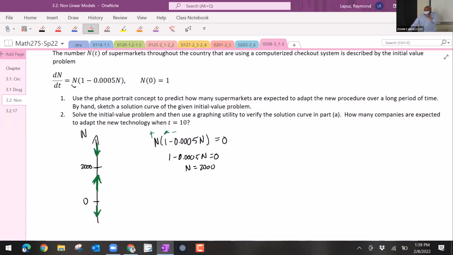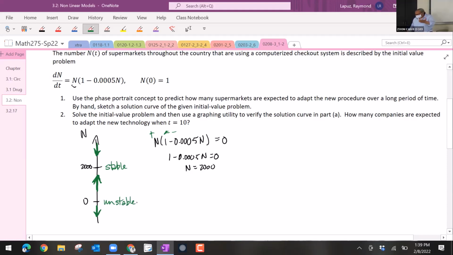I think they also called it, well, I was going to say sink, but I think they do that for two-dimensional phase portraits. Oh, what's the other word? Stable. Unstable, stable, and semi-stable. So we can conclude that we have a stable equilibrium at 2000 and an unstable equilibrium at 0. But again, we don't care about what's happening below 0.